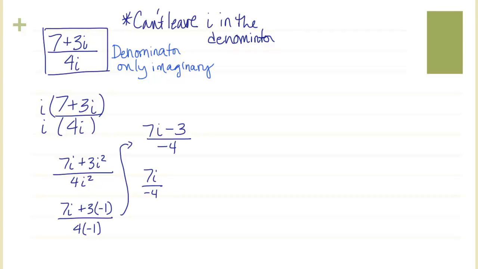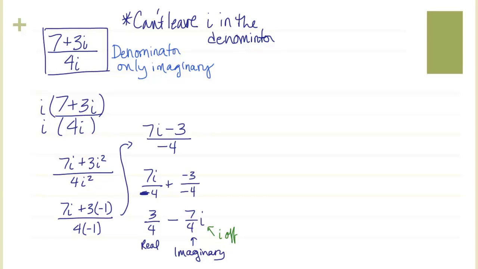7i over -4 and -3 over -4. Well, -3 over -4 is just 3/4. There's my real part. And then I've got a negative here, so I'm going to use that as a minus 7/4, and I like to put the I off to the side. Right, so that's standard form because we have real and imaginary. Notice the I goes off to the side. So when we have those, there'll often be fractions, we put the I off to the side.